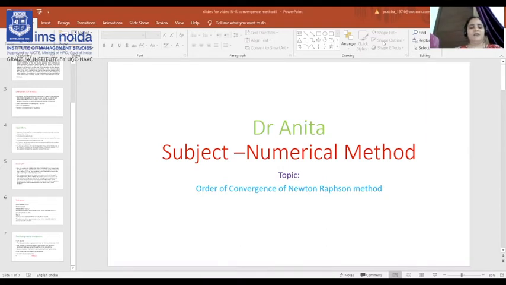It is the most important topic of your Unit 1, that is order of convergence of Newton-Raphson method, right? So later we'll discuss so many methods to find out the roots of various polynomials. Till now, you have gone through the bisection method and regula falsi method, or you can say false position method.